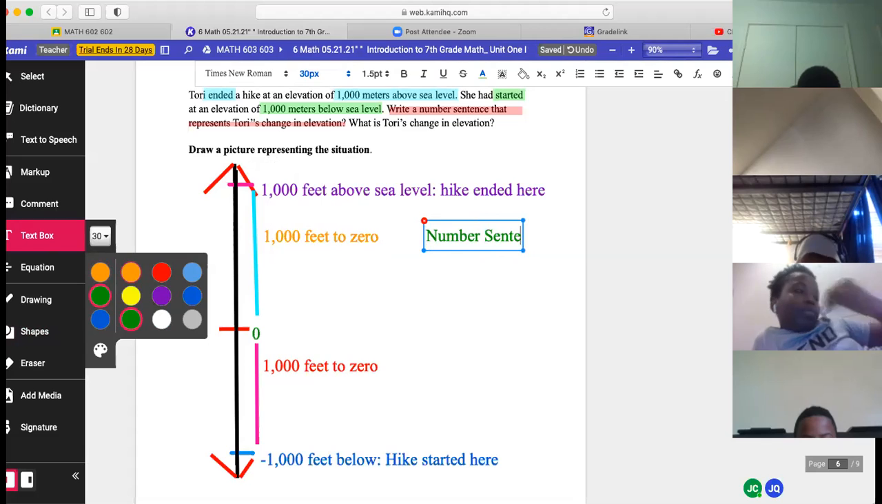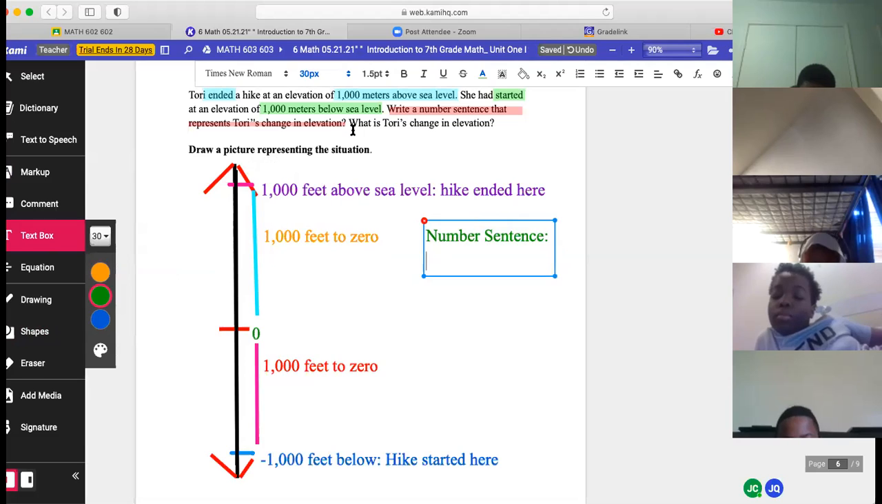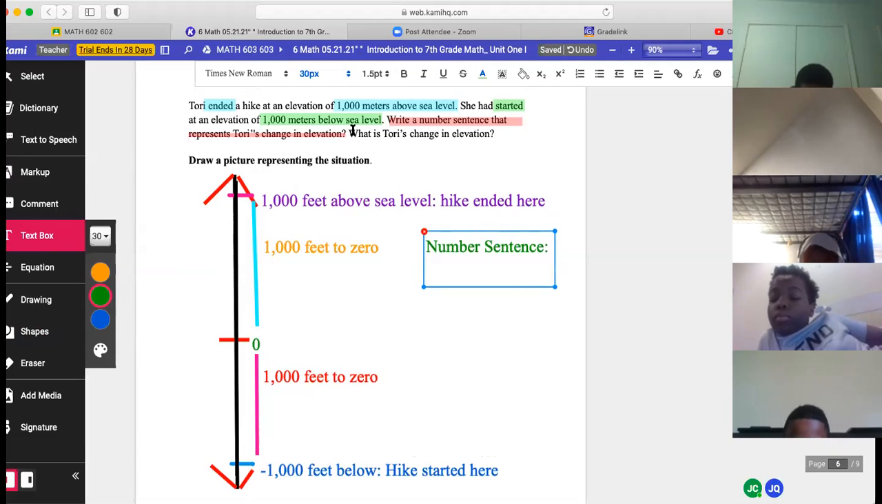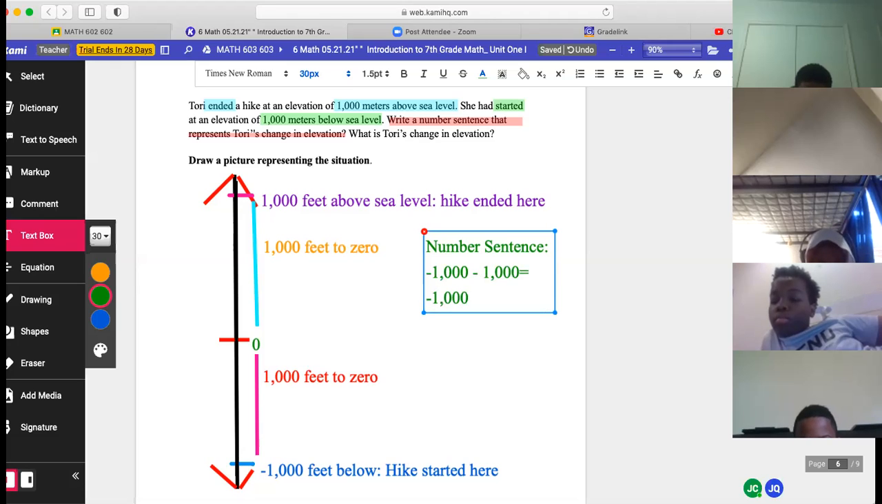Number sentence. Let's do that. What is the starting amount? Where did we start the elevation, positive or negative? Negative. Okay, and we're subtracting it from where we stopped, which is 1,000, correct? Yes, additive inverse. So we're going to keep the 1,000 when we subtract. Sorry, I wrote it backwards. It actually should be this way: 1,000 minus negative 1,000. My mistake.